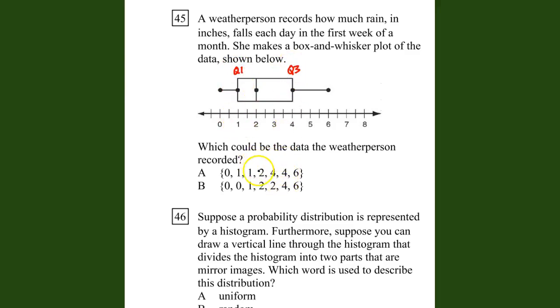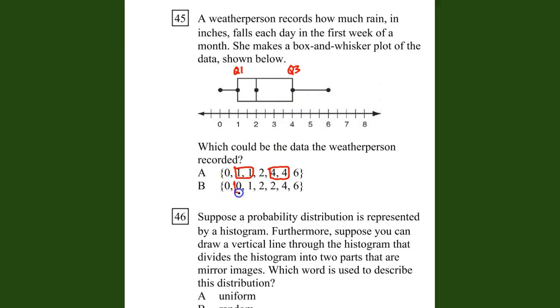to 4. So if we look at, let's see here, let's take A here and look at Q1. So these two would be the middle of the first half, so the middle of 1 and 1 is 1. These two would be the middle of the second half, so the middle of 4 and 4 is just 4. So that seems to work.